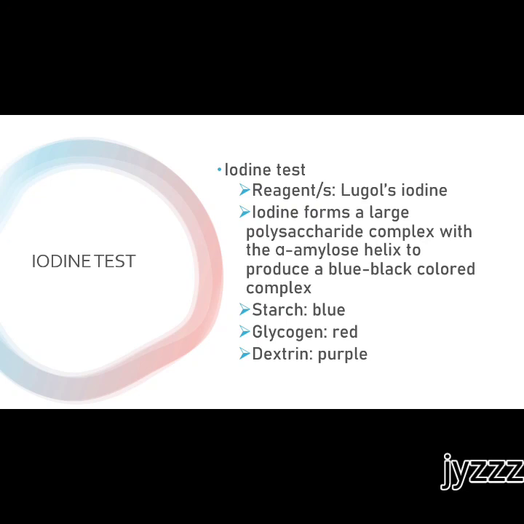Let's take a look at your results for this. Your starch will give a blue-black or probably indigo color. Your glycogen will give a red color, and your dextrin will give you purple. This test will distinguish your starch from other carbohydrates. Your disaccharides and your monosaccharides will give negative results for this.